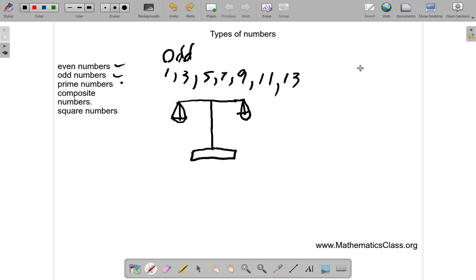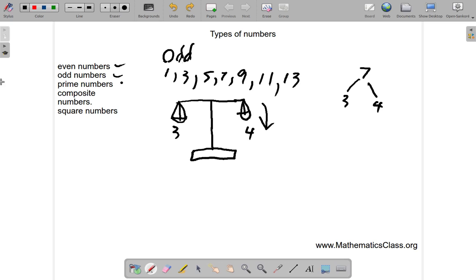For example, if you take 7, if you try to divide it into 2 equal halves without any fraction, just integers you're dealing with, you wouldn't be able to do it. But you could have, say, 3 on one side and 4 on the other. If you put 3 pounds here and 4 pounds here, you would have the right hand side tilt downward because it's heavier. So you have an odd pound out. So it's not even. So these are odd numbers.